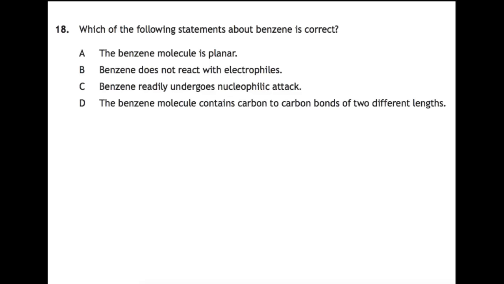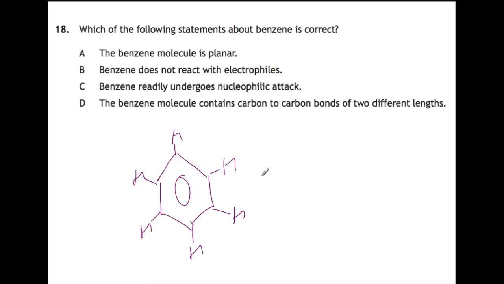Which of the following statements about benzene is correct? Let's start by drawing a diagram of benzene. So benzene has 6 carbons and 6 hydrogens. Let's just add those in here. All of the carbons in a benzene are sp2 hybridized, so that means that they are planar with 3 bonds coming out here, and then above and below they have an unhybridized p orbital, which forms this ring of electrons here in the middle. So the benzene molecule is planar, but let's just check the other 3 answers are not correct.